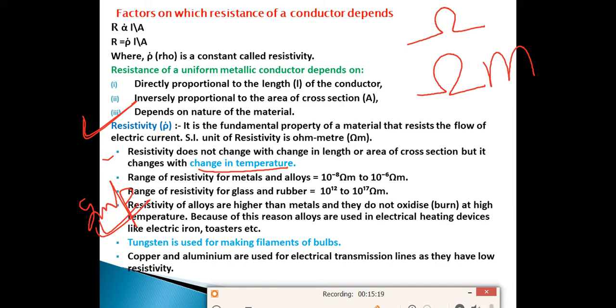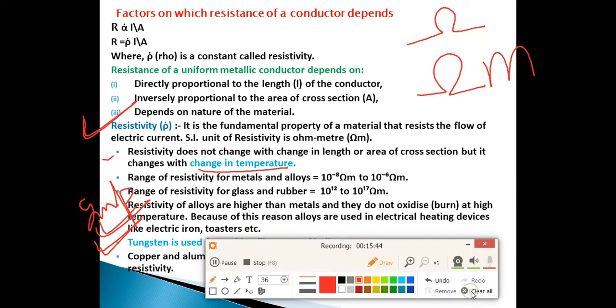Tungsten. Do you know that inside the bulb, the filament is made of a metal called tungsten, and the melting point of tungsten is very high. That's why it will not melt at higher temperature. Copper and aluminium are used for electrical transmission lines as they have low resistivity. Even in electrical wires, copper and aluminium are used because they have low resistivity and they will also not burn at higher temperature.